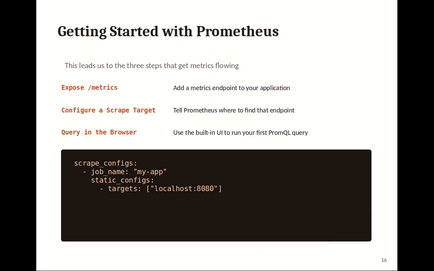Getting started with Prometheus. This leads us to the three steps that get metrics flowing. Expose metrics. Add a metrics endpoint to your application. Configure a scrape target. Tell Prometheus where to find that endpoint. Query in the browser. Use the built-in user interface to run your first PromQL query.